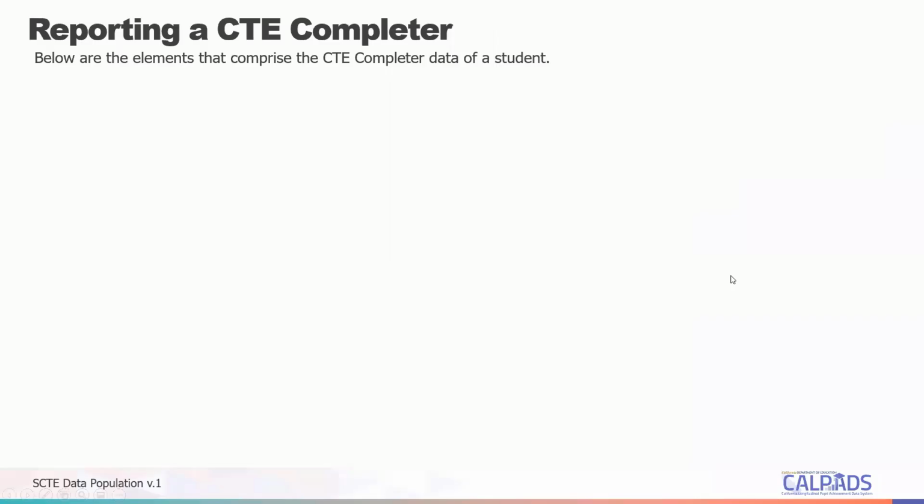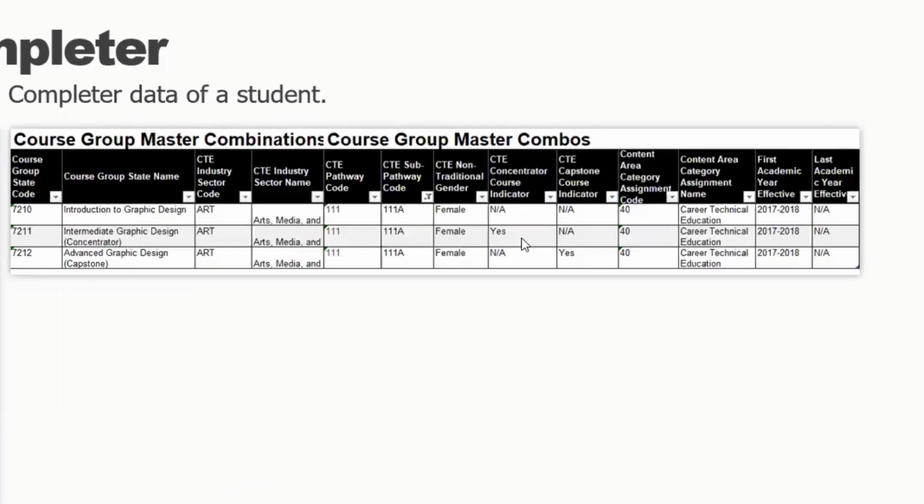Now let's discuss how to report a CTE completer again. So below are the elements that comprise the CTE completer data of a student. Again, we have the student in the same pathway, 111. As we mentioned earlier, the valid code combinations document indicates what specific state course code is appropriate to a pathway and what is the capstone course. So as you can see, this is the capstone course.